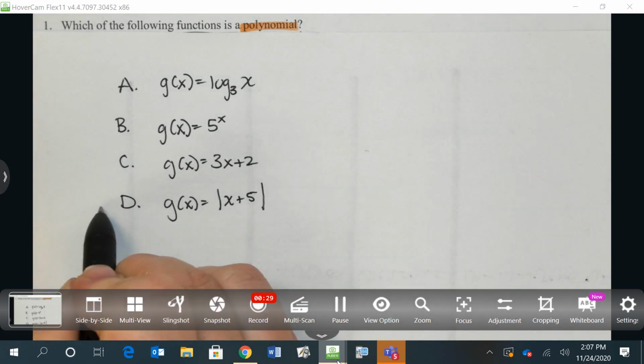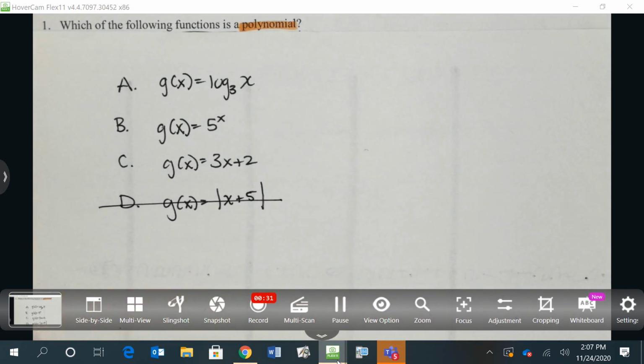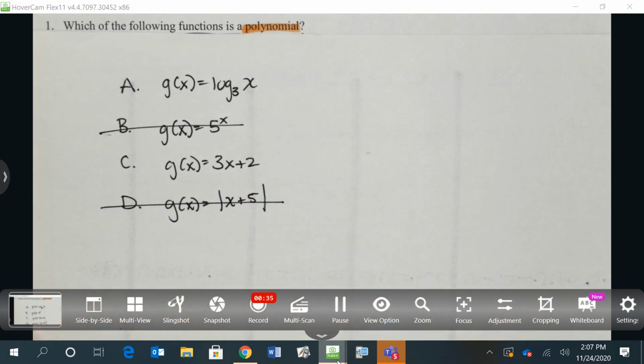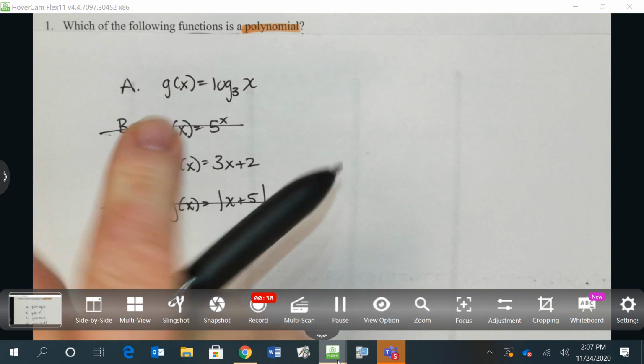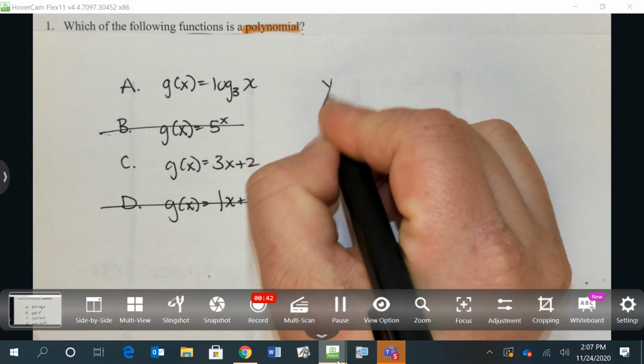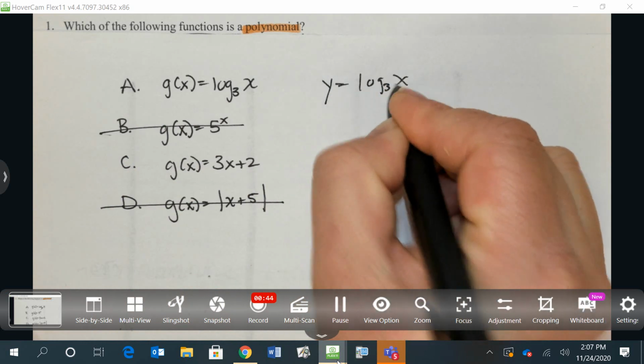So I can immediately cancel out D because I see an absolute value, and I can cancel out B because I see a variable in the exponent position. But now what is the correct answer? Well, remember this is logarithmic form. So if I change this g of x into y, it looks like this. Again, this is logarithmic form.